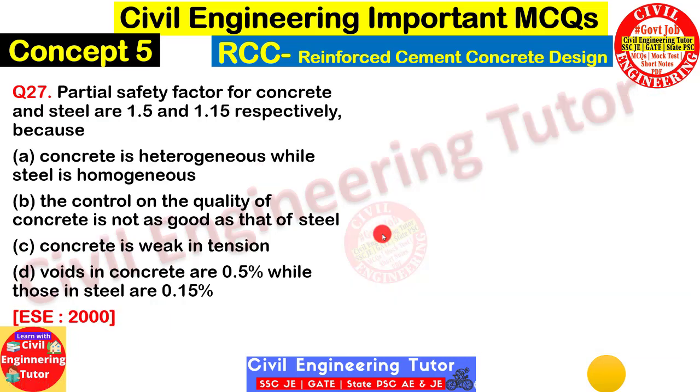Now here, this is also the same type of question, but they have asked about a concept: why do we use partial safety factors for concrete and steel of 1.5 and 1.15 respectively? You have to choose the correct option, for what reason we choose a higher factor of safety for concrete but a lower factor of safety for steel.